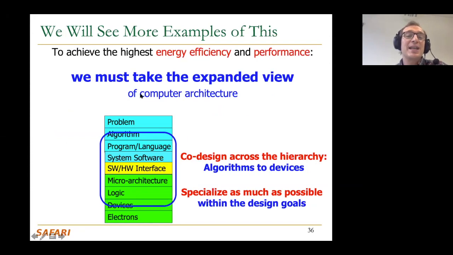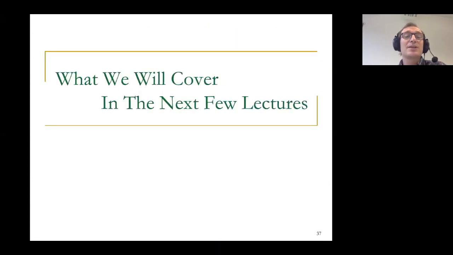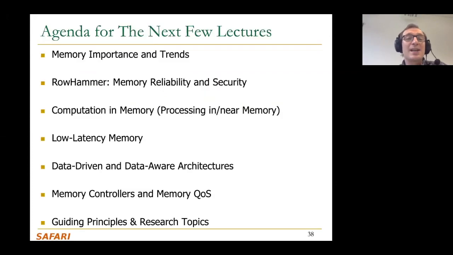And again, to enable this sort of intelligence, we must take this expanded view of computer architecture. I've given you a lot of examples of this expanded view already. We're going to see more and more examples of this going into the future. So let me talk about what we will cover, at least in the next few memory lectures, let's say. And then we're going to take a break, and then I'm going to start with RowHammer.